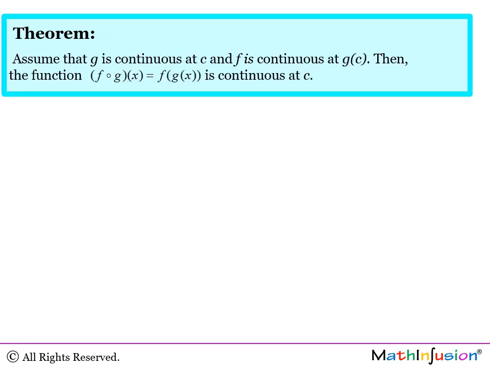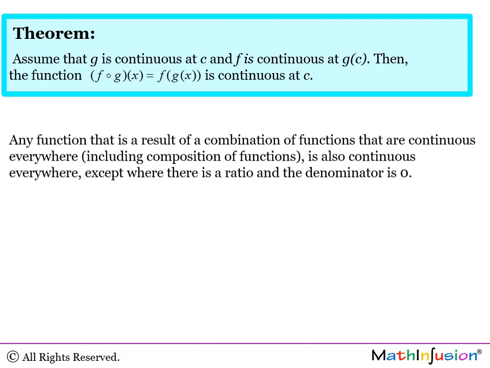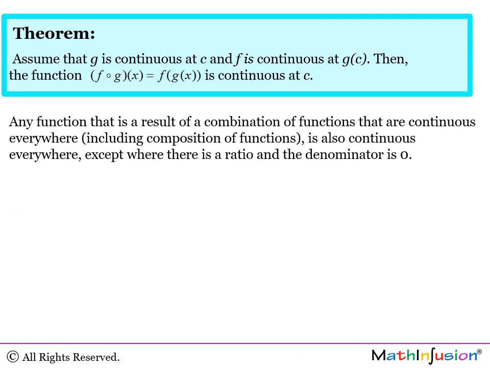Theorem: assume that g is continuous at c and f is continuous at g of c. Then the function f composed with g of x, or f of g of x, is continuous at x equals c. Any function that is a result of combination of functions that are continuous everywhere, including now composition, is also continuous everywhere, except where there is a ratio and the denominator is 0.